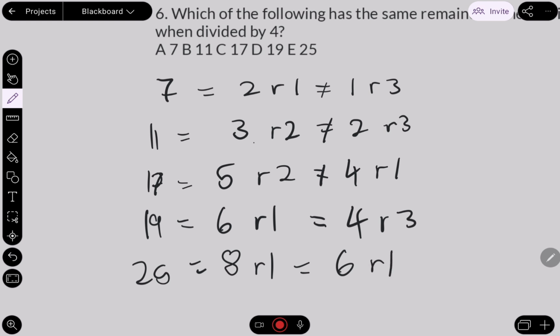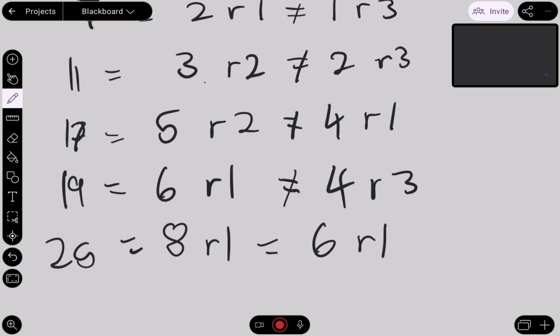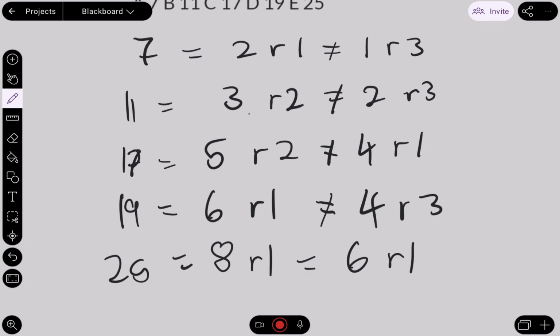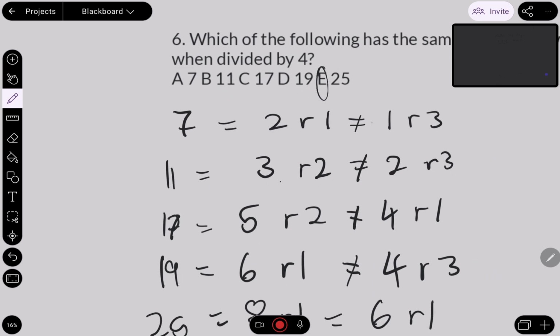Another way you could have done this is you could have looked at any numbers that are close to it that have multiples of both 3 and 4. But I feel like this is a better method of just listing out the remainders. Also, it makes sure I don't miss anything, and of course my answer is E.